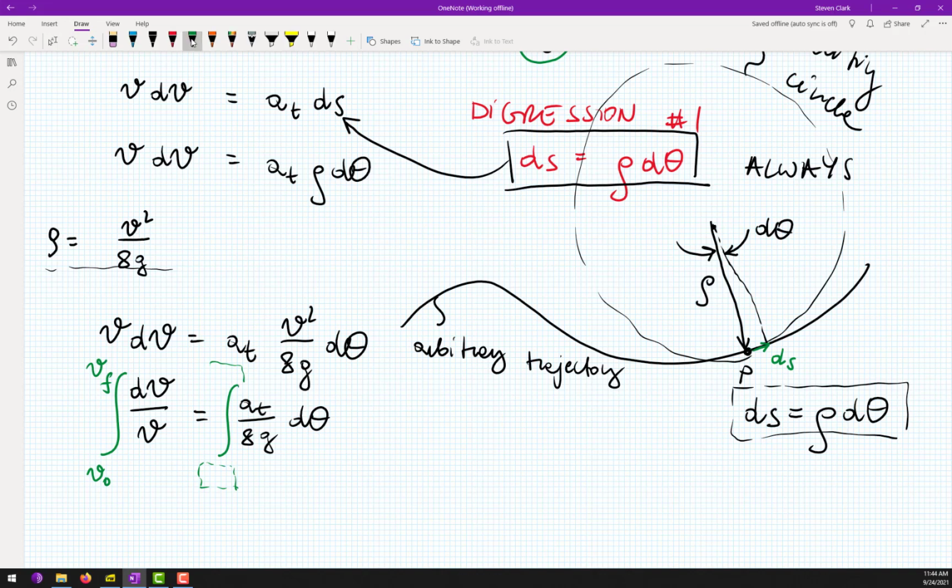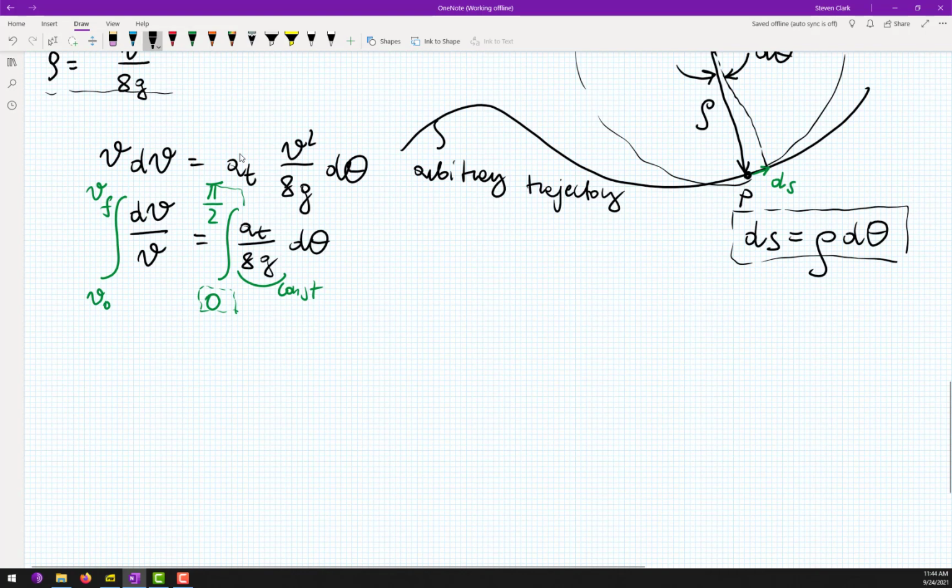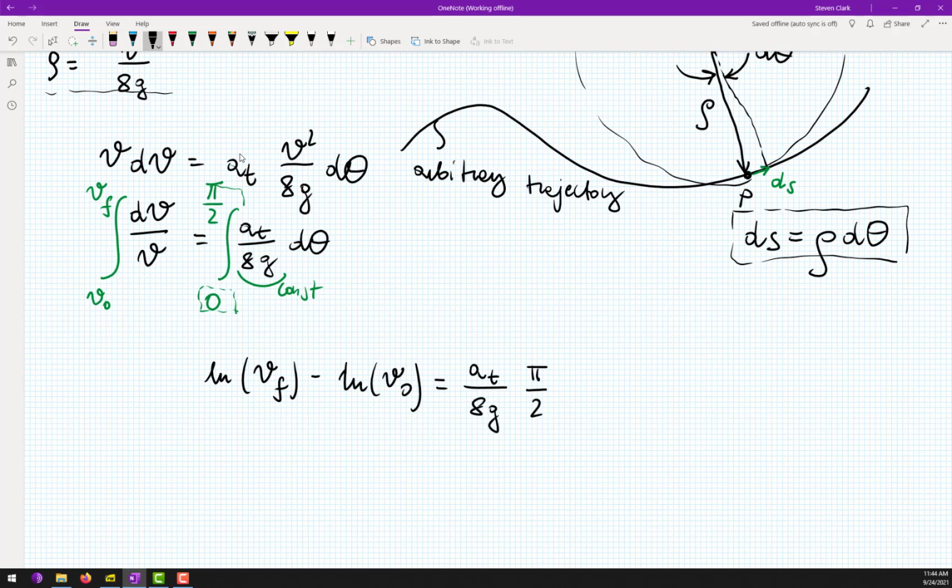0 to pi over 2. And this thing is constant. So we will end up with natural logarithm of v final minus natural logarithm of v0, equal to at over 8g times pi over 2. And this can also be simplified. If we subtract one logarithm from another, it becomes the natural logarithm of v final over v0. Okay, so let's find at.